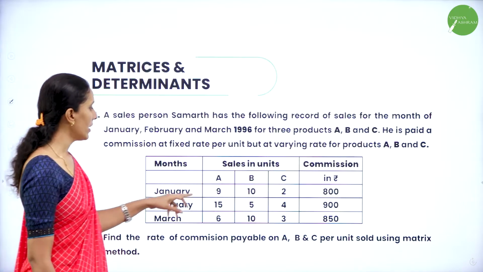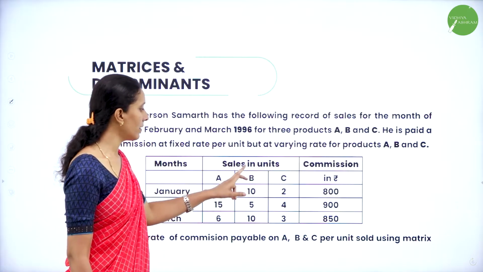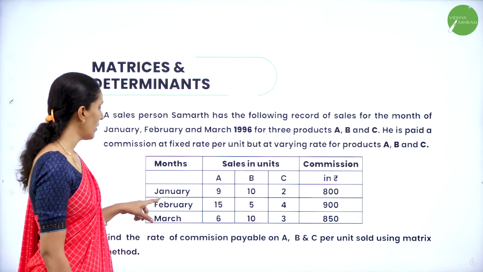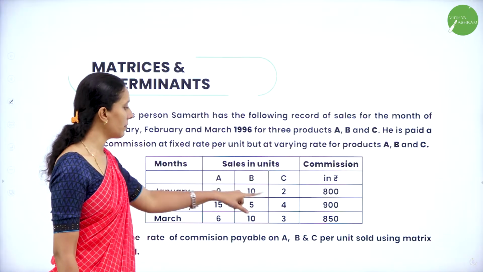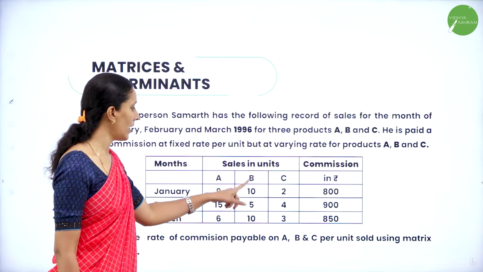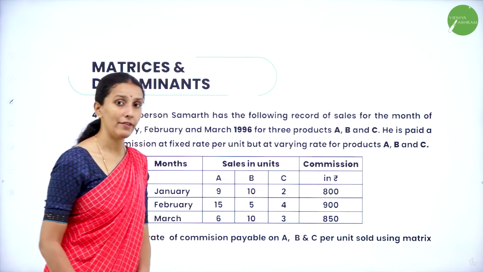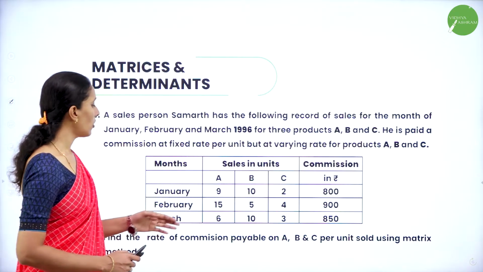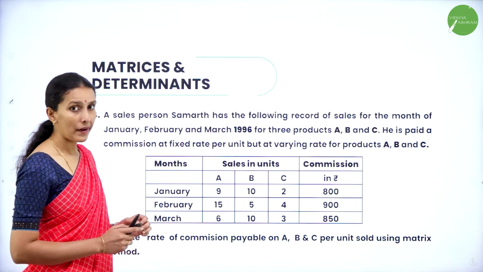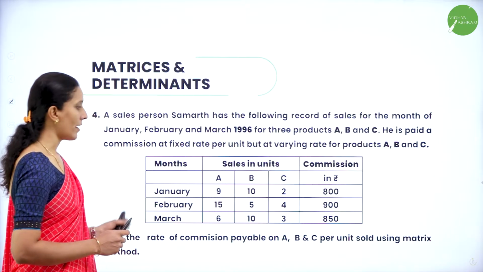So in January he sells 9A, 10B, 2C, so that he'll get in terms of rupees 800. February: 15A, 5B, 4C, 900 rupees. March: 6A, 10B, 3C, so that he'll get 850 rupees. Find the rate of commission payable on A, B and C per unit sold using matrix method.